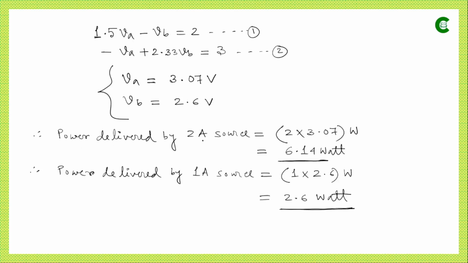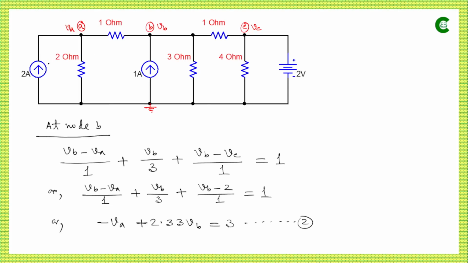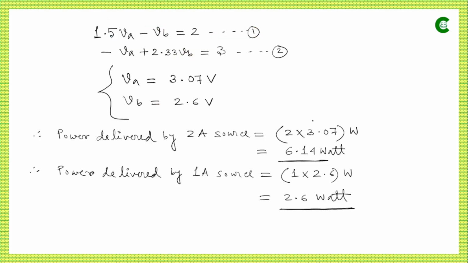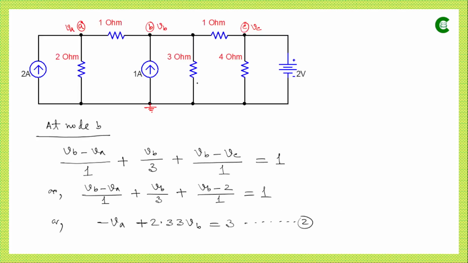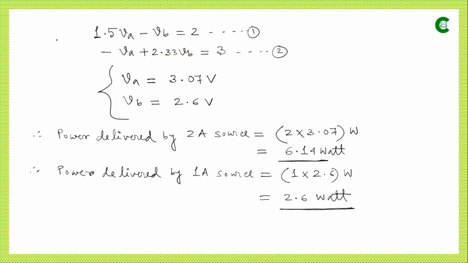Now the power delivered by the 2 ampere current source will be 2 into 3.07 watt, and that is 6.14 watt. Now why 2 into 3.07? Because the current value of this current source is 2 ampere, and the voltage drop across this current source is VA, which we have obtained as 3.07 volt. We know power delivered is voltage multiplied by the current value. So the current value is 2 ampere and the voltage is 3.07, so the power delivered by that current source will be 6.14 watt.